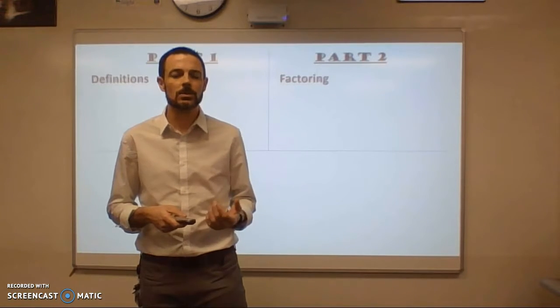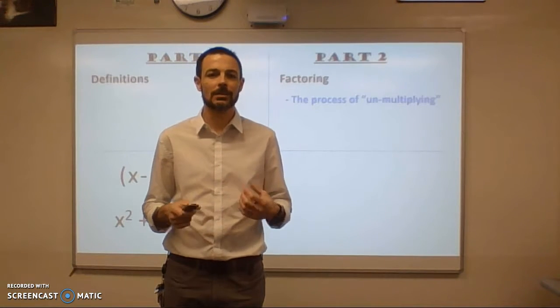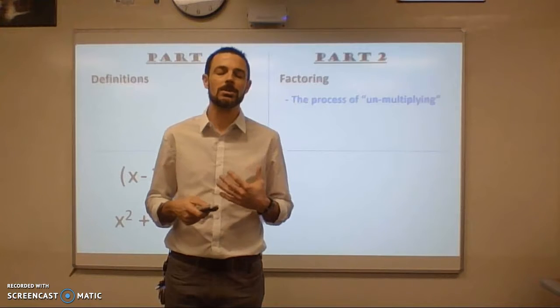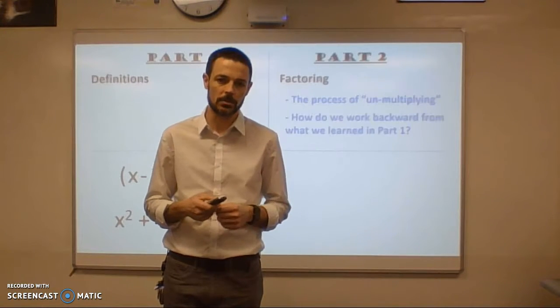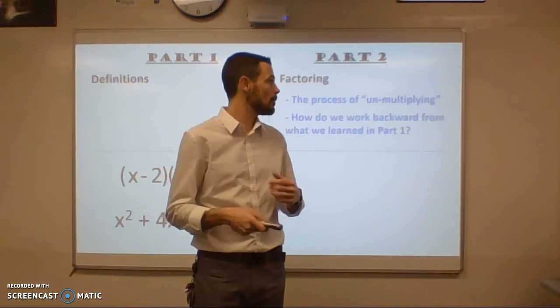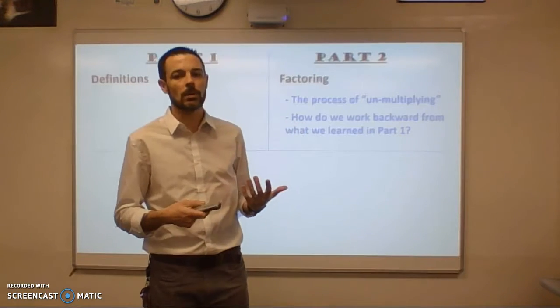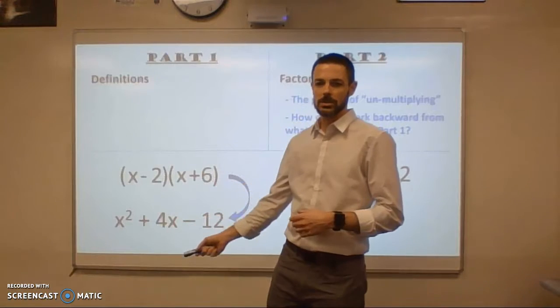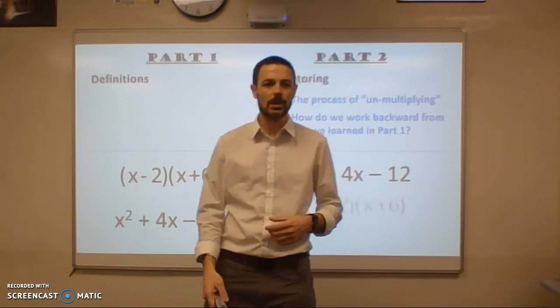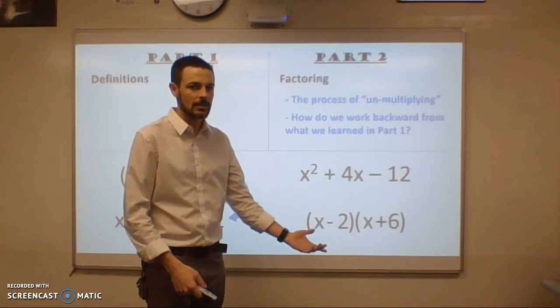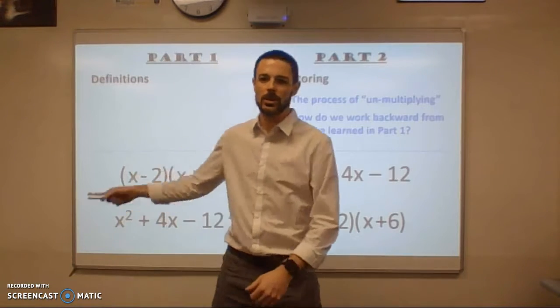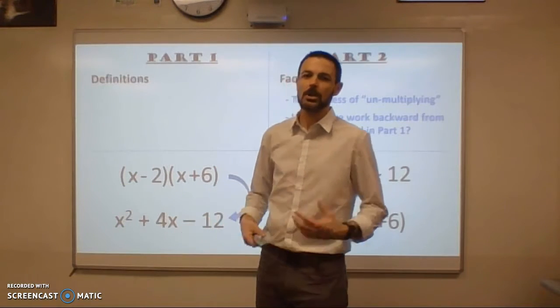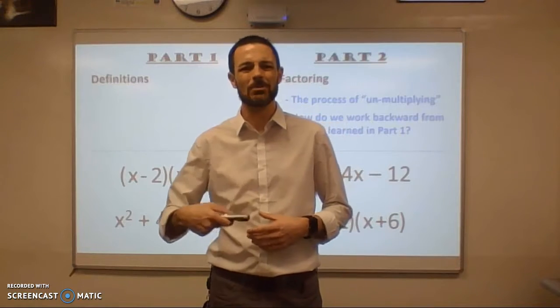In the second part of this, we're going to be factoring. Factoring is really kind of like unmultiplying. I'm going to be doing the reverse of what we're learning in the first part. Okay? The big part about this, as you can see, is how do I work backwards? Essentially, how do I take this, which was the result in the first part of the chapter, and make it look like this, which was what we started with in the first part of the chapter. So we're going to be going ahead and working in reverse.